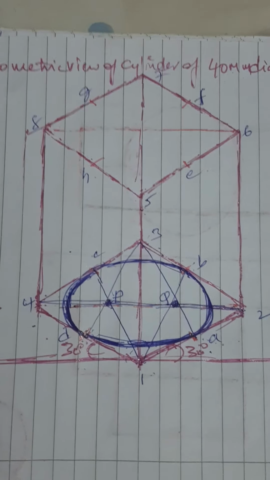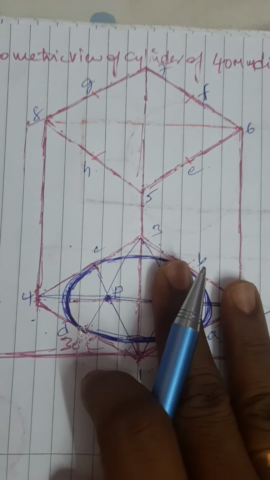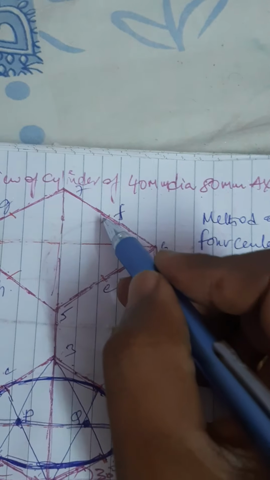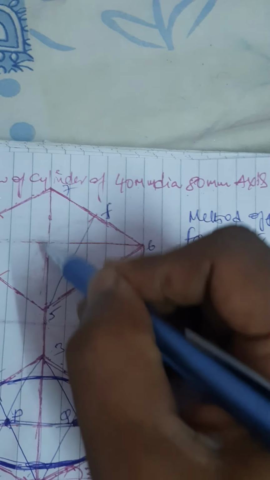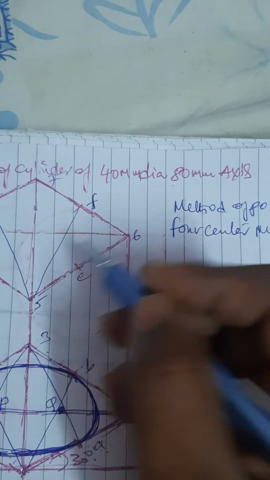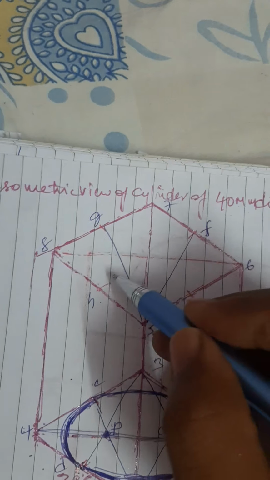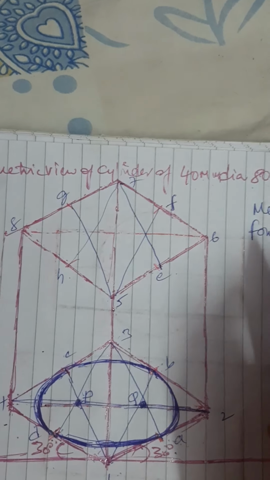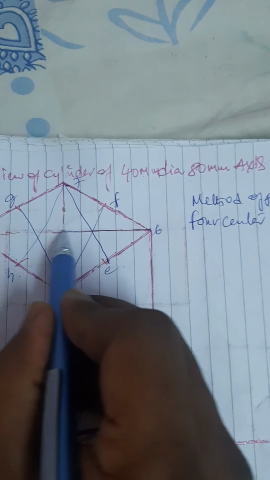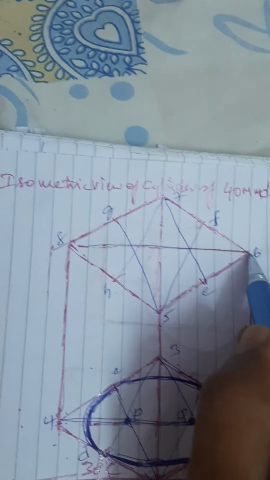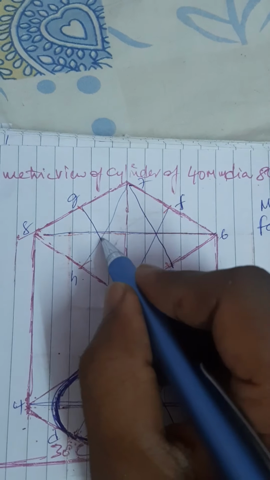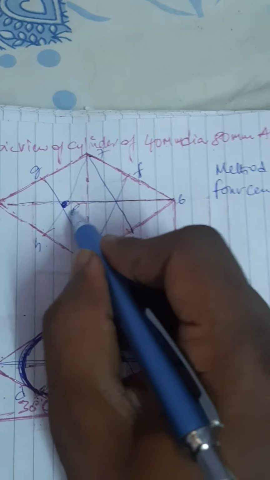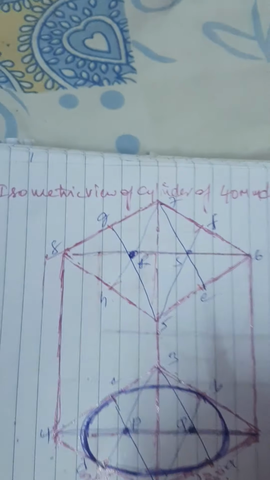Got it? Now I am going to repeat the same procedure for the top portion. See, I am joining point F with 5 and point G with 5, and next I am joining H with 7 and E with 7, and next I am drawing the longest diagonal, joining point 6 with 8. So now here I got two more intersecting points, R and next S.